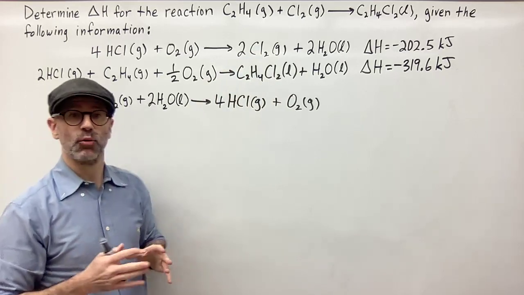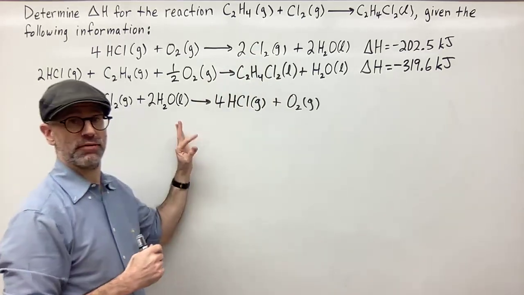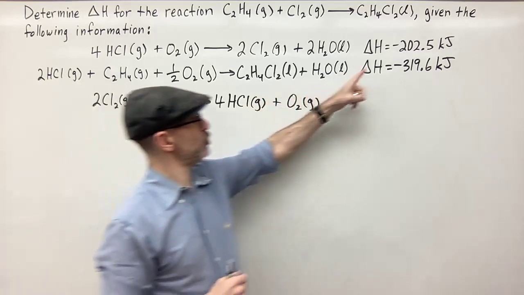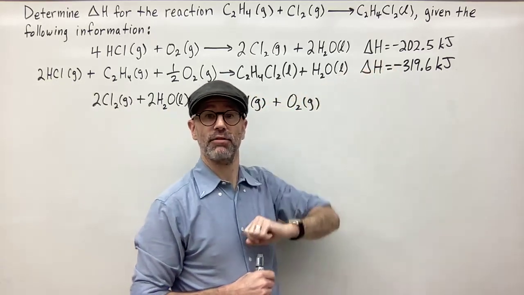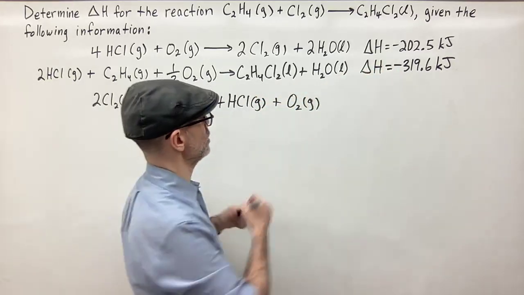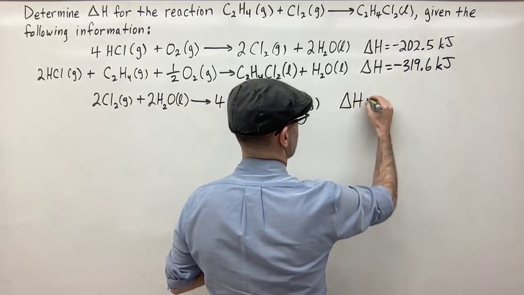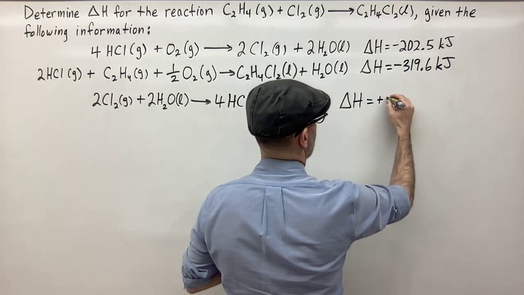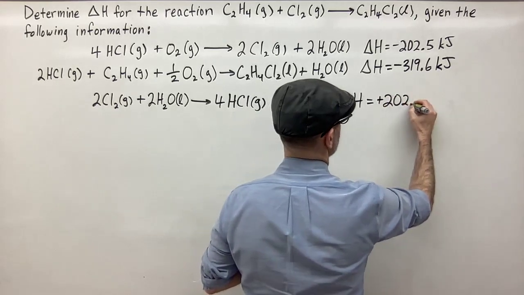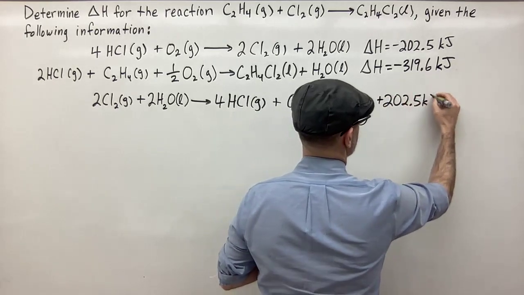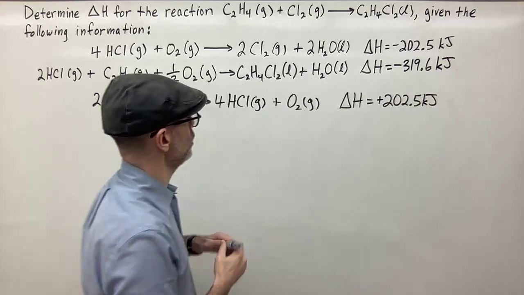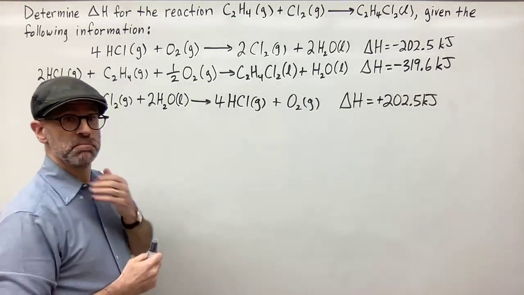When you do that, one of the things you should know is when you reverse the reaction, then you change the sign of the delta H. So for this reaction, delta H is going to be equal to a positive 202.5 kilojoules. Okay, so now we flipped that reaction.